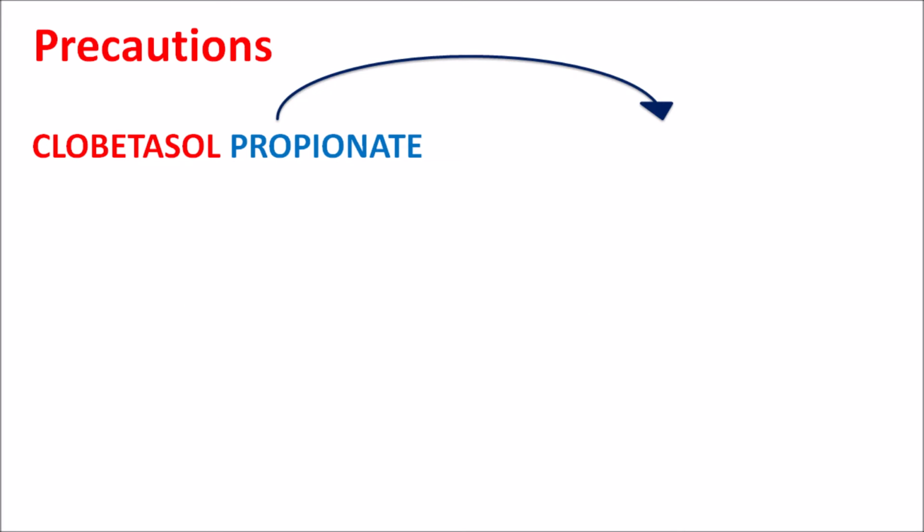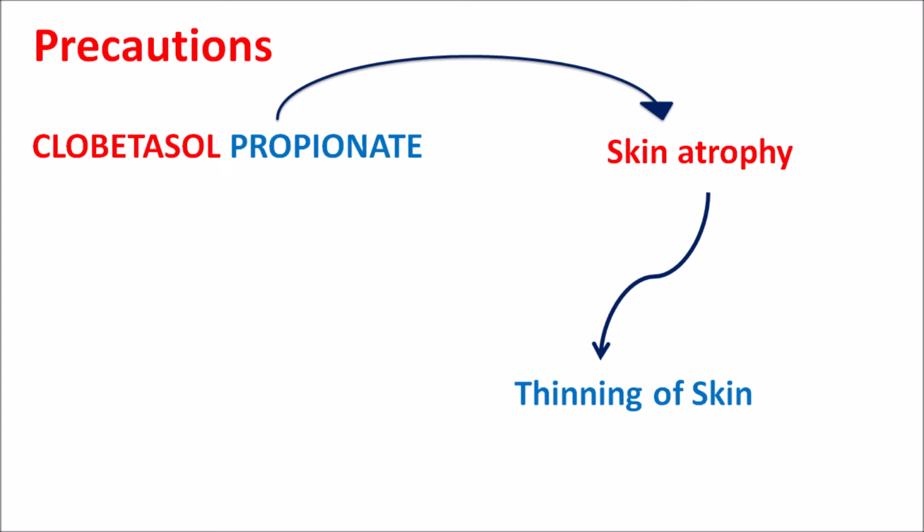Similarly, this drug can produce some skin atrophy. It can reduce the thickness of the skin. So in those patients already having thinning of the skin, this drug should not be applied because it can further increase the atrophy as well as it can increase the risk of systemic exposure.